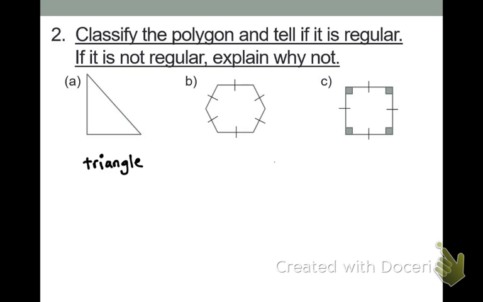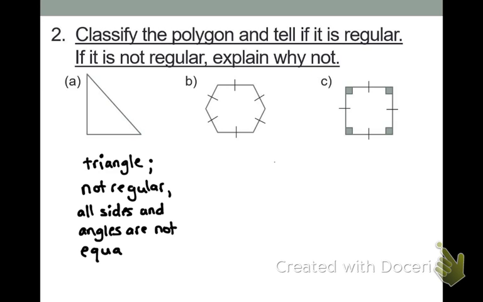Now it says, tell if it's regular. How do you know if something's regular or not? It has all equal sides. Notice the second thing on your notes today, it says a polygon with all equal sides and all equal angles, okay? If this had had equal sides, what would have had to be on that triangle? The little lines showing us, and angle markings, okay? So that tells me right here, this is not regular, and when it asks us to explain why it's not regular, because all the sides and all the angles are not equal.